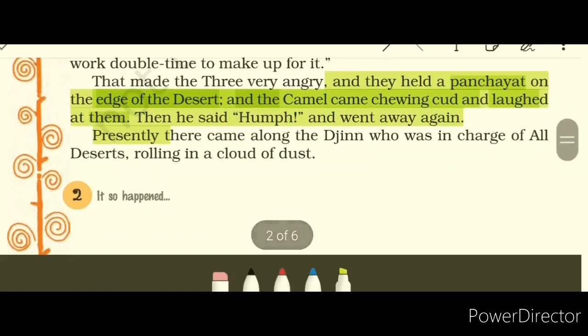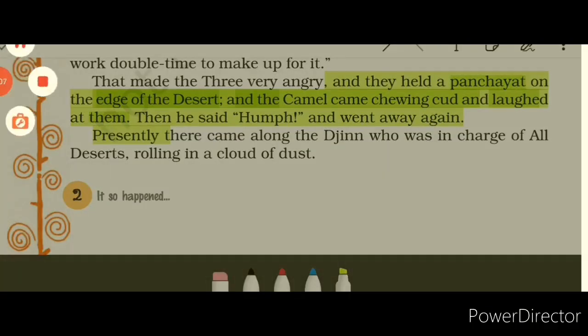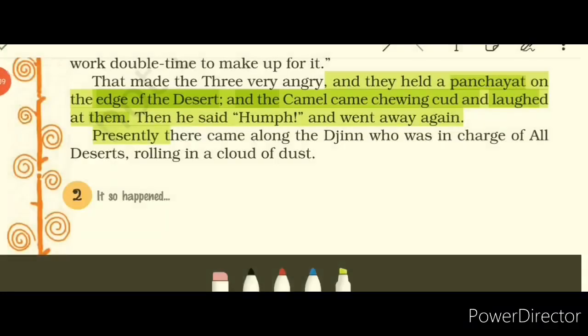So now what did the animals do? They were all frustrated and angry with the way the camel was reacting, not taking anything seriously at all, and using this humph, humph all the time, right? So what will they do? Presently they came along the jinn, who was in charge of all the desert, rolling in a cloud of dust.